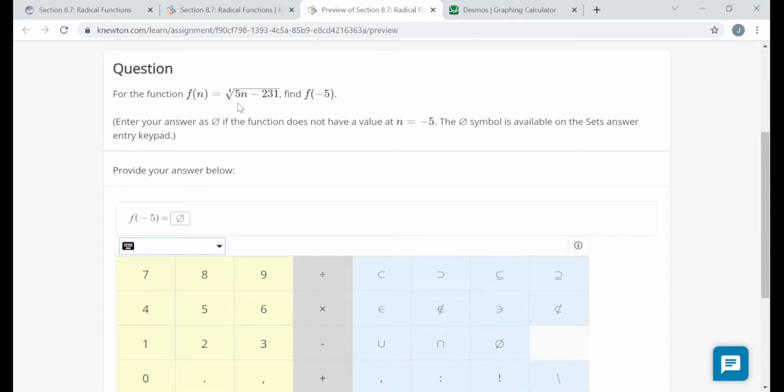Now, you really have to pay attention with even roots. Is the radicand negative or not? If it's negative, the result is not real, and if it's not negative, then it is real, and you can actually type in a value.